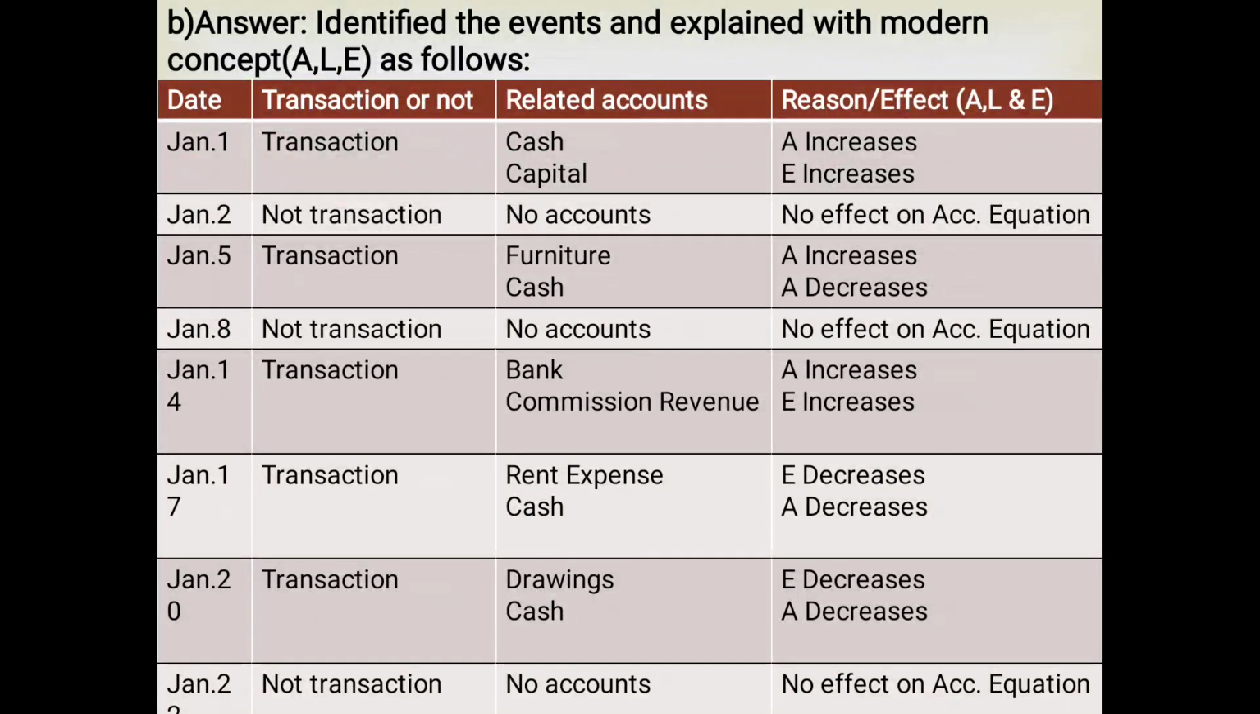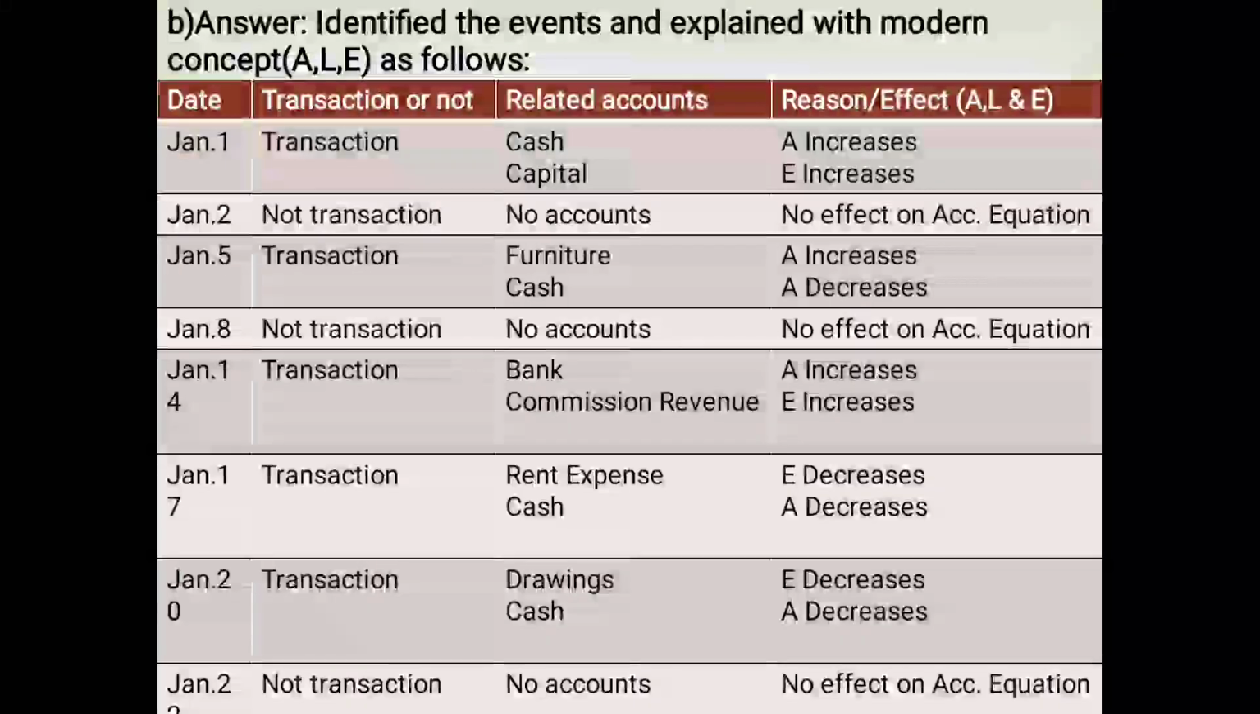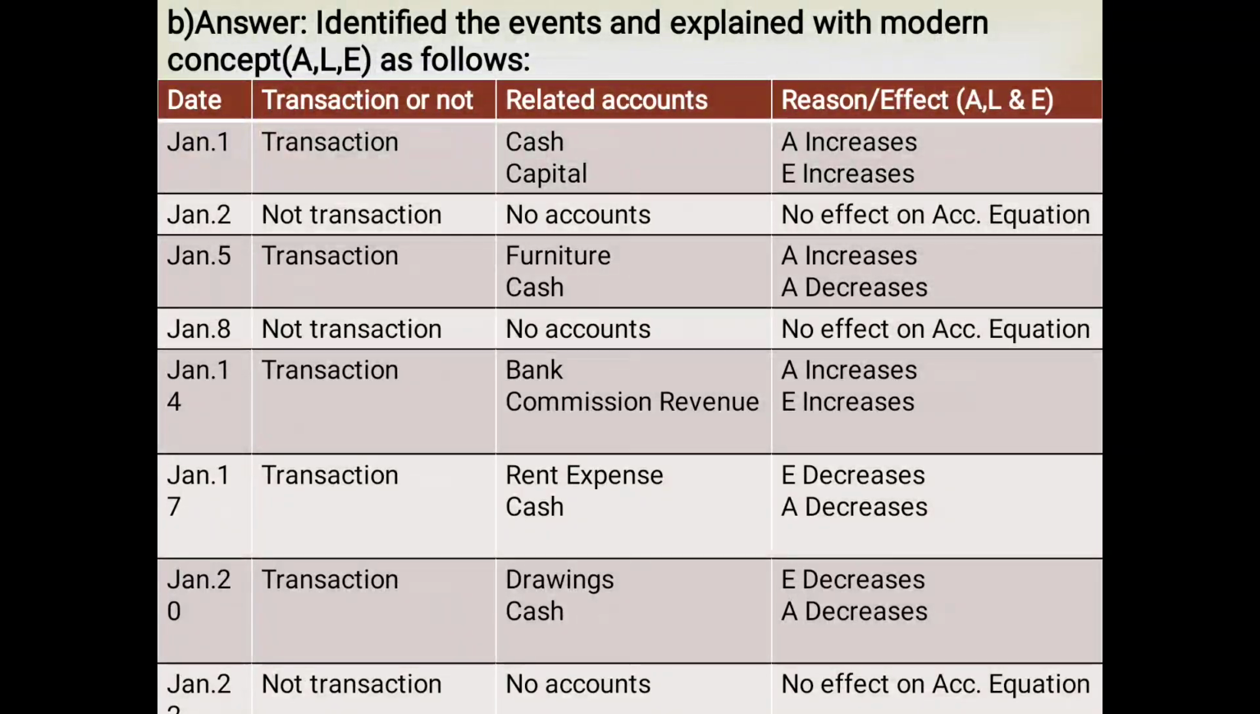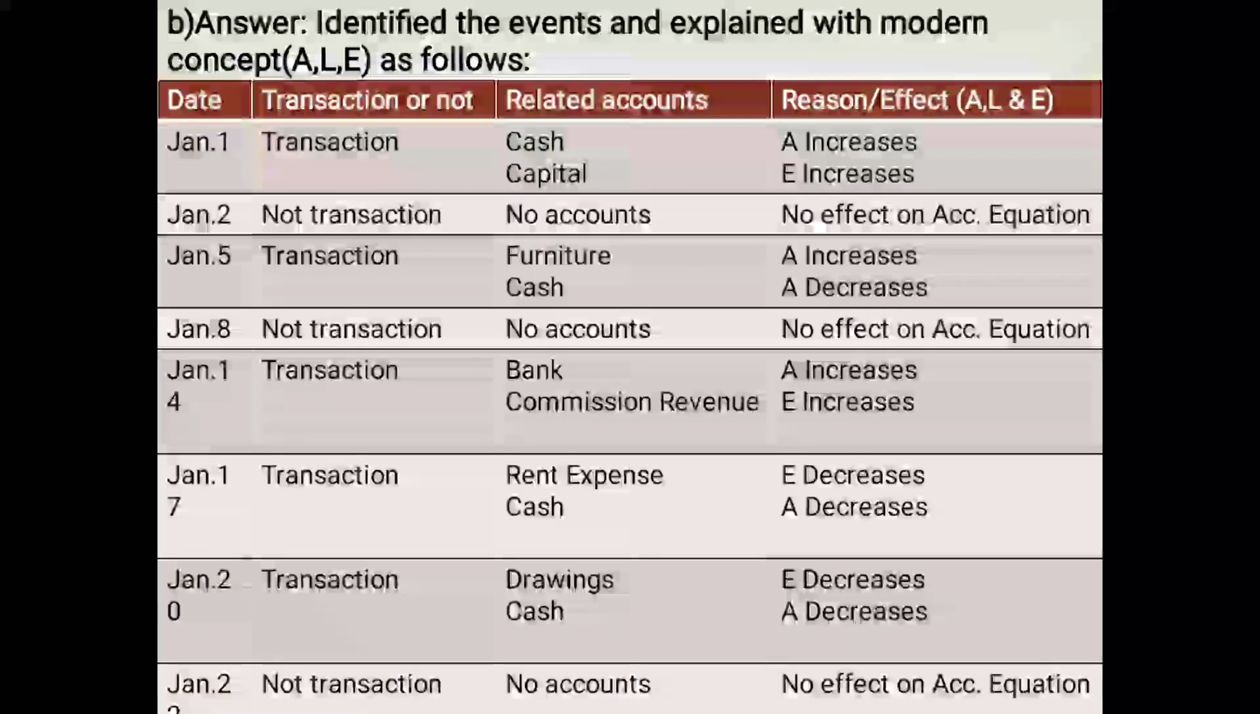January 14, this event is a transaction. In this transaction, two accounts are involved. Number one is bank account, second one is commission revenue or commission income or commission receipt. Dear learners, I know bank is one kind of asset. So when bank balance increases, then asset increases. And commission revenue is one kind of income. Revenue is included in equity. So when revenue increases, then equity increases.